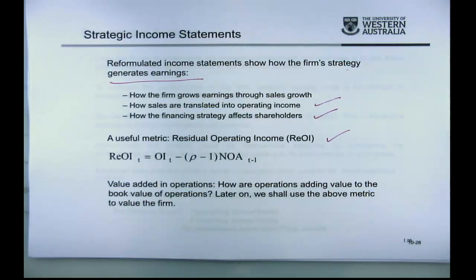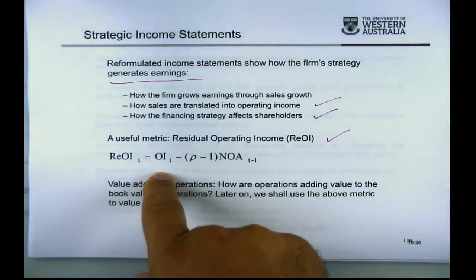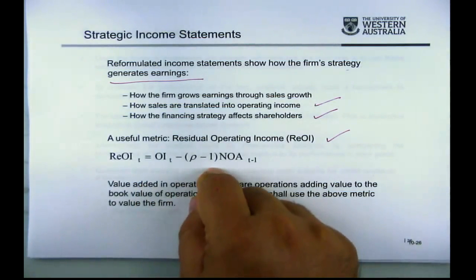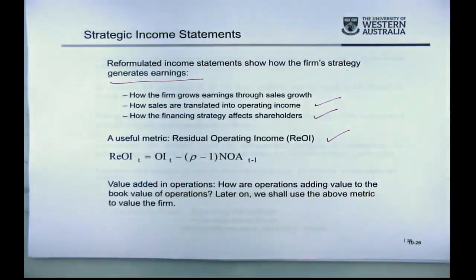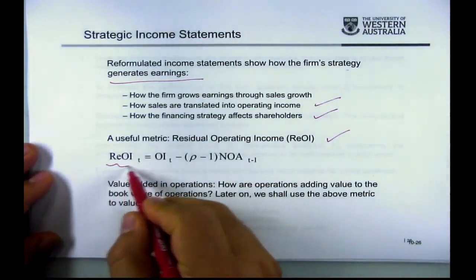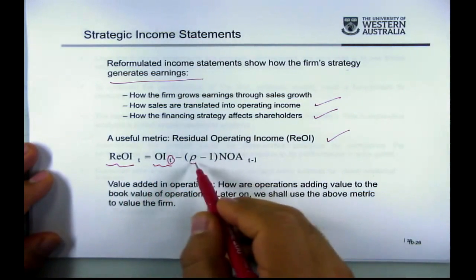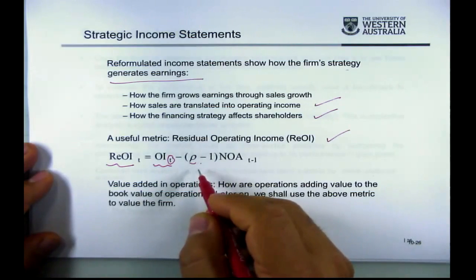If you still remember the residual income model, there we calculated the residual income or extra profit as the difference between earnings and the product of the required return on equity times the lagged book value of equity, right? Here, the same idea, but we use the operating income minus the required return on net operating assets. Okay? So here, the residual operating income is equal to the operating income at time t minus the product. Remember that this one is the cost of capital, the required return on operations. This is what we call the weighted average cost of capital.